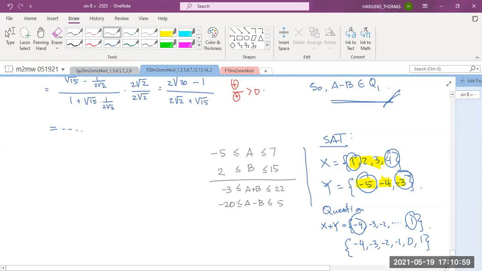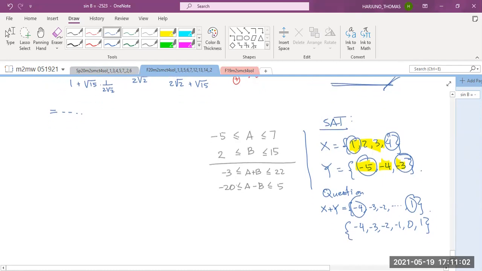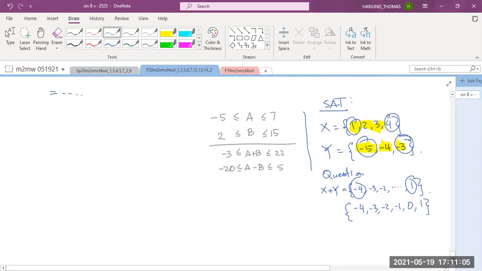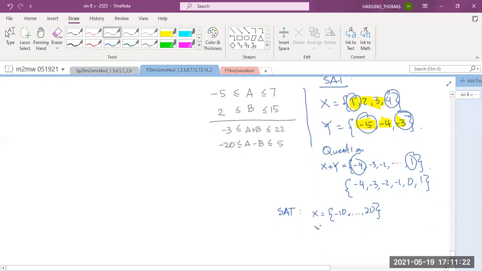Does it make sense? Okay, now, the actual question in that SAT was the following. X is the set of, let's say, -10 all the way to 20. And then Y will be from, let's say, 7 to 100. And the question was, how many elements in X and Y? Number of elements in the set X and Y.